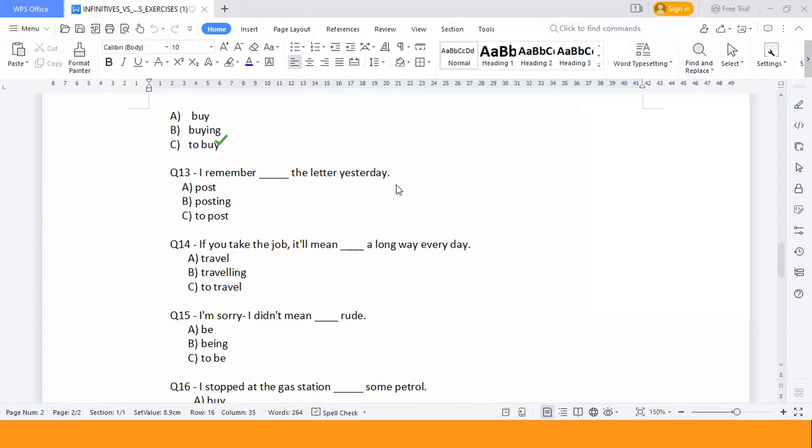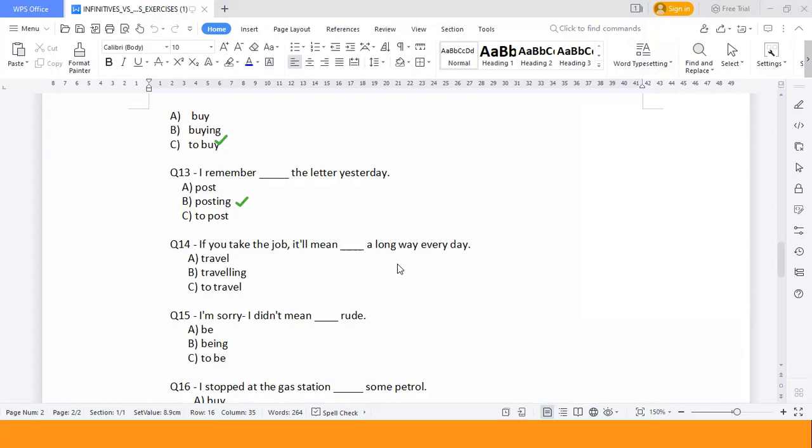I remember posting the letter yesterday. Very good. I remember posting. I mean, you remembered and then you posted. Good, very good. The next one, Javier. If you take the job, it will mean travel a long way every day.